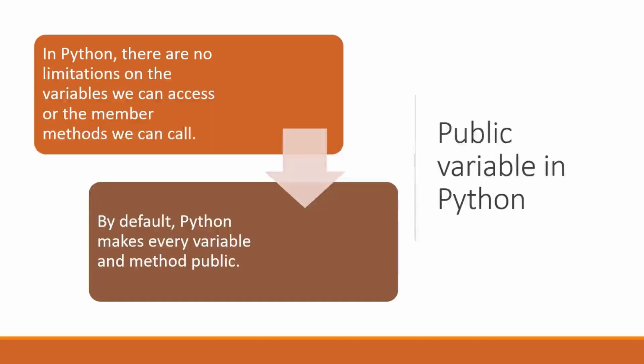Now let's move to the next topic and discuss the public variable in Python. Basically in Python, there are no limitations on the variables. We can access variables, and we can call the member methods. By default, Python makes every variable and method public. Therefore, we don't need to do anything when we want to make a variable or a method public. We simply need to define it as it is, like we defined in our previous example. Let's take one more example related to the public variable in Python.